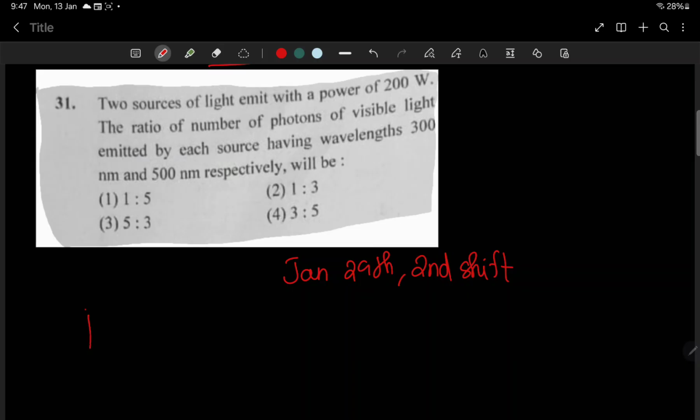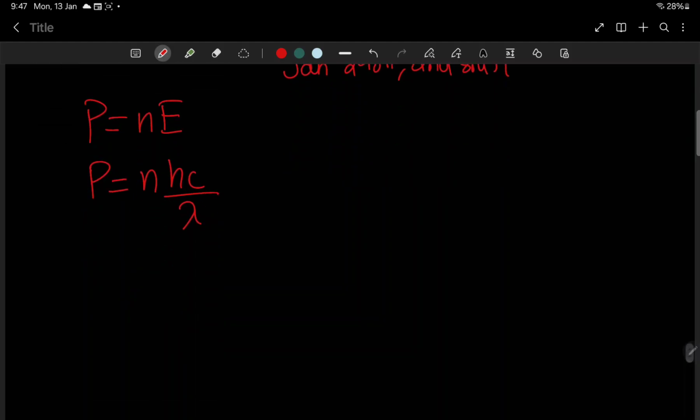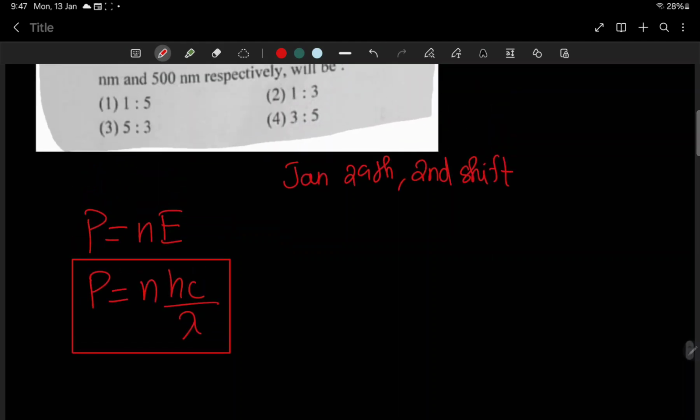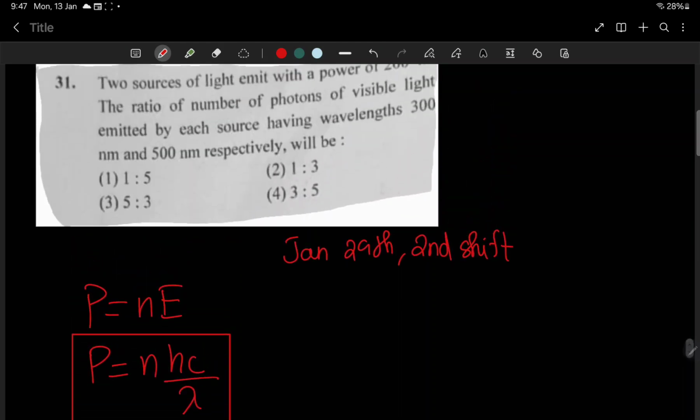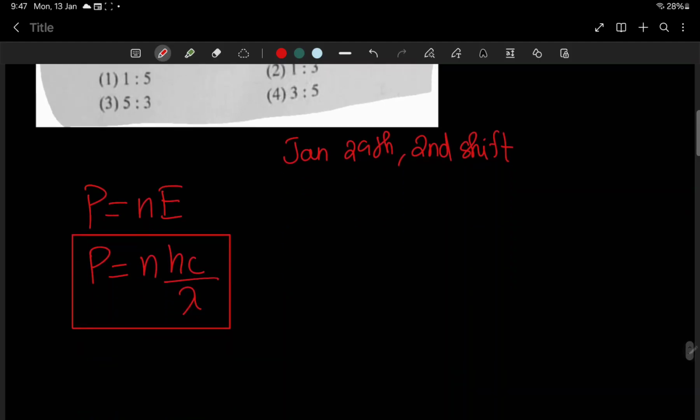Two sources of light emit with the power of 200. You know that power equal to number of photons into E. That is power equal to NHC by lambda. This is the formula, NHC by lambda. We got the formula. Now what should we know? Two sources emit the same power, the ratio of the number of photons. This is the number of photons.